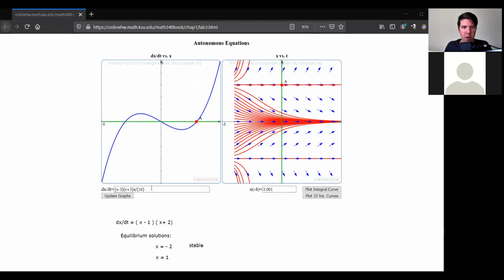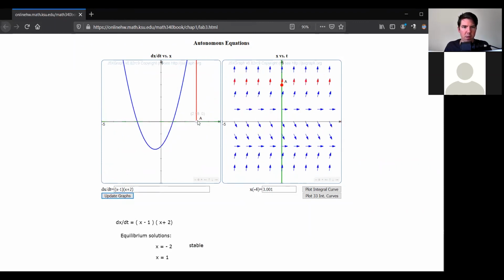So now let's check it and see what we actually get. If we take x minus 1 times x plus 2, we update the graphs, and then we look when x is equal to negative 2, we see, oh, it is stable, okay. But the bigger question is, how can we predict for sure? I just took a shot in the dark. I asked you all to just take a shot in the dark as well and guess.